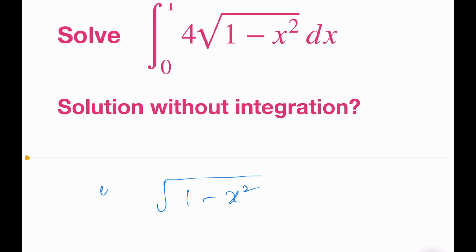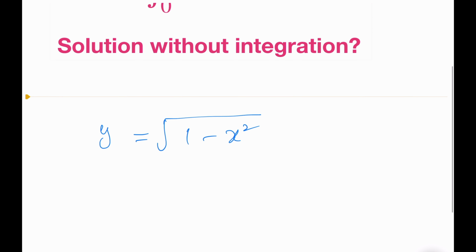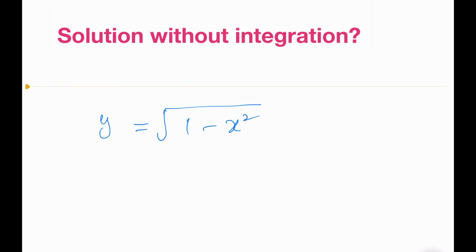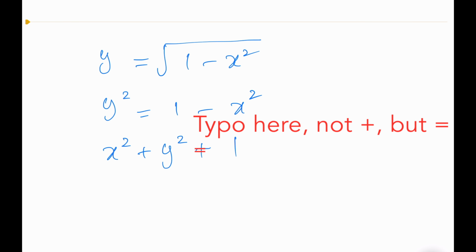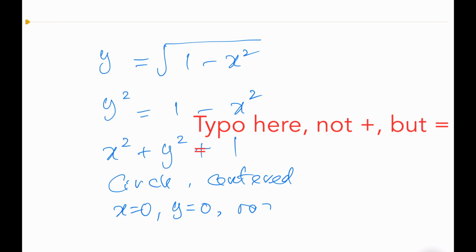If we put y equals the square root of 1 minus x squared and then raise both sides to the power 2, and then arrange the x squared on the left hand side, it becomes x squared plus y squared equals 1. Okay, obviously this is a circle equation, where the center is x equal to 0 and y equals to 0 and the radius of the circle is equal to 1.